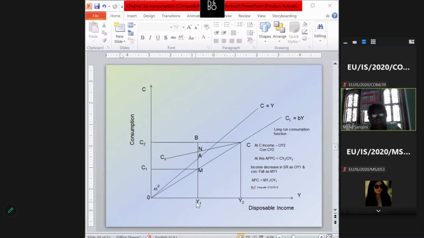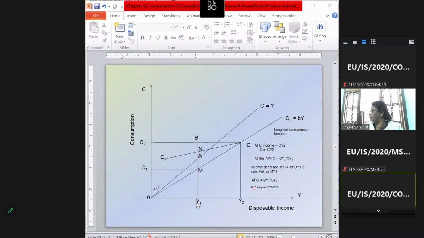What is the APC? What is the equation for the APC? C divided by Y. Here C is OC2, Y is OY2. Therefore, APC is equal to OC2 divided by OY2, right? Now we consider the decrease in the income, right?